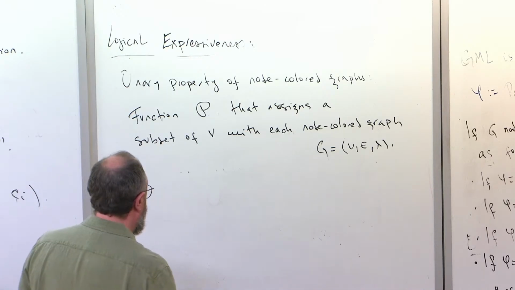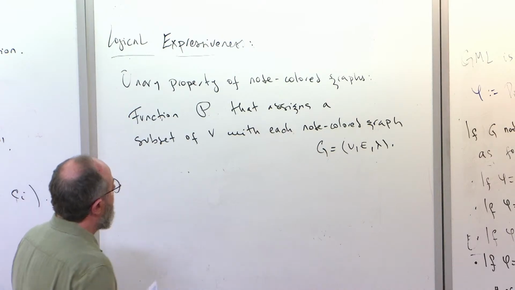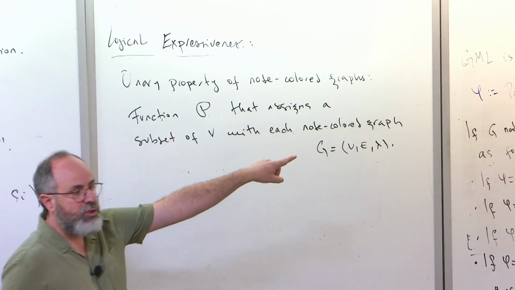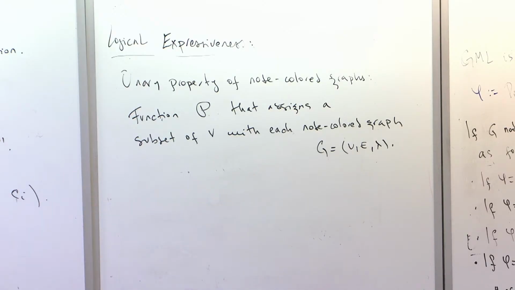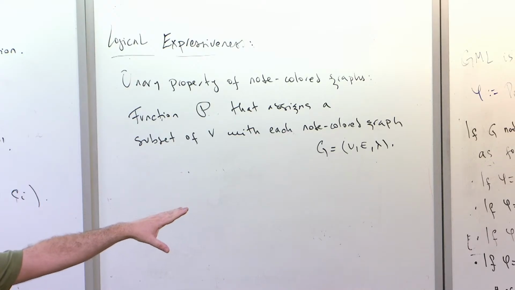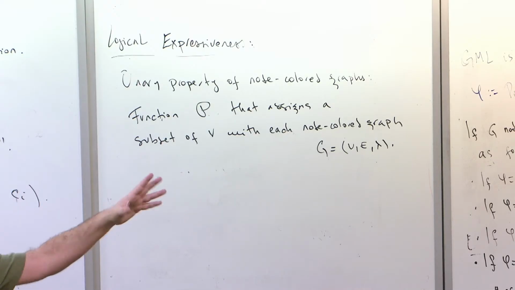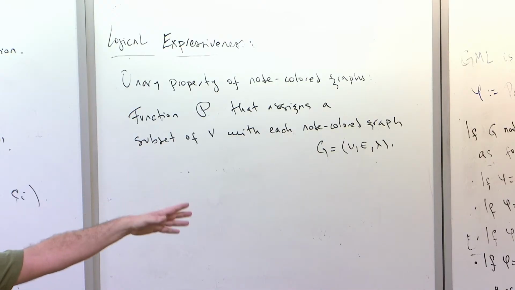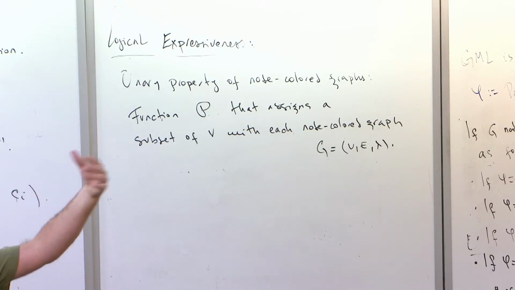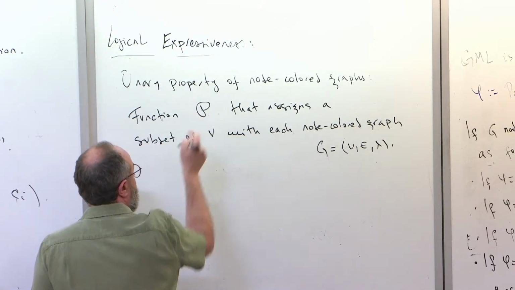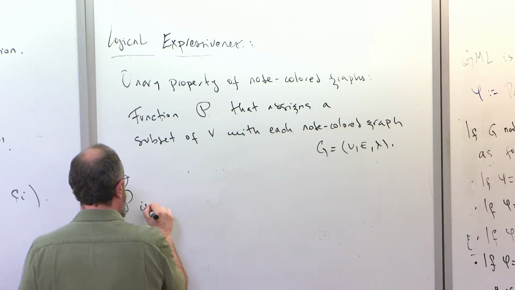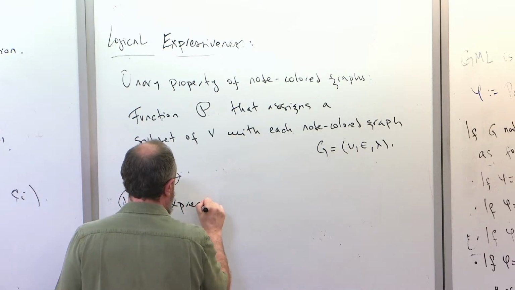So for instance, every GML formula defines a unary property over node color graphs. It takes a node color graph and it selects some of its nodes. A first order formula with one free variable does the same. It takes a node color graph, it selects some of its nodes, the nodes that satisfy this property. Now, when is this expressible by a sigma GNN?